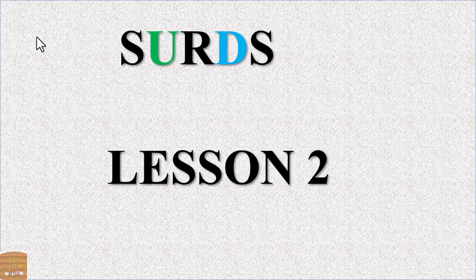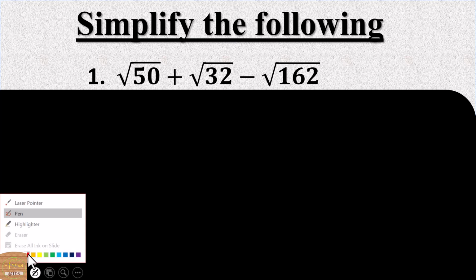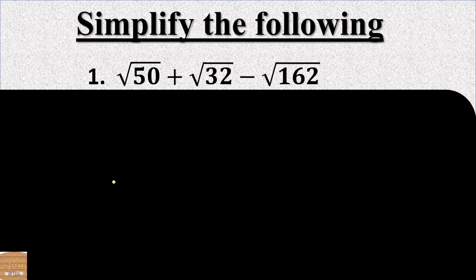In today's tutorial, we are going to look at some examples of sets which are likely to appear in your examination. All right, so let's look at them. The first example here is square root of 50 plus square root of 32 minus square root of 162. So this is what we are going to do.